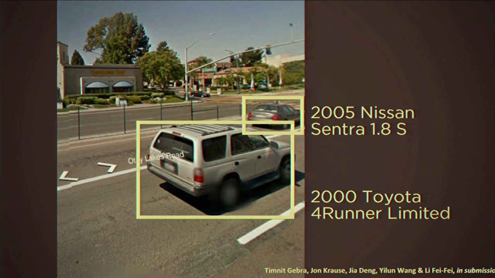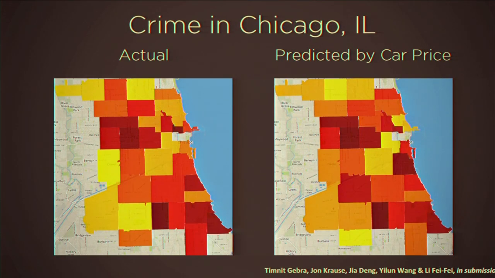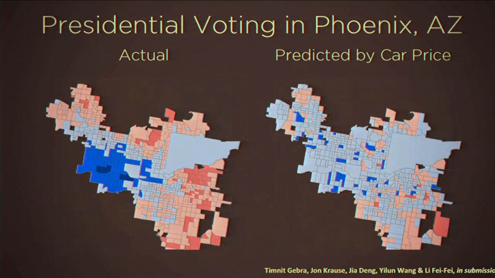We have trained an algorithm to recognize 3,000 types of cars ever manufactured after 1990 by humanity, and taken this algorithm to 50 million Google Street View images. We're able to make predictions of our cities and society that we've never done before. We confirm that car prices indeed correlate very well with household income, but we also predict crime rate based on car prices or presidential voting patterns based on car prices. So my time is almost up, but I have one cool thing to show you.